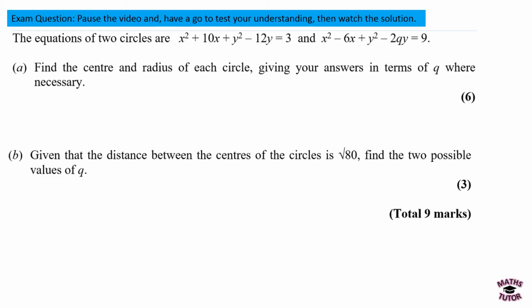Next, we've got a question where we're applying our knowledge of circles and centres. We've got two equations of circles. In part A, we're being asked to find the radius and centre for each. So the first one, we've got (x plus 5) all squared minus 25 plus (y minus 6) all squared minus 36 is equal to 3. Put it into centre and radius form.